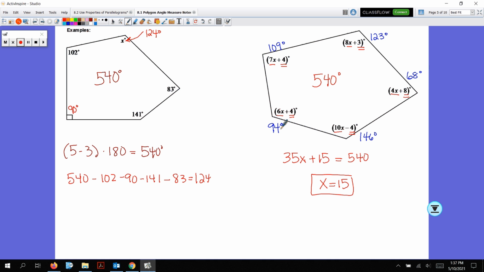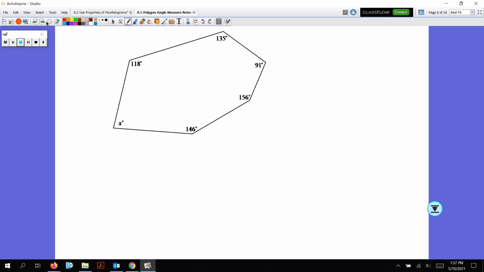Okay, so combining my terms, setting it equal to the sum, and solving for x is very simple. You should all be able to do that. All right, let's look and see what else we got here.